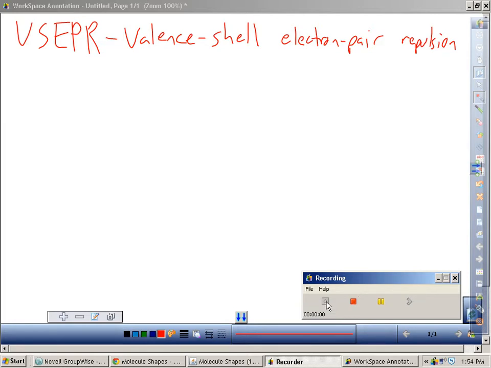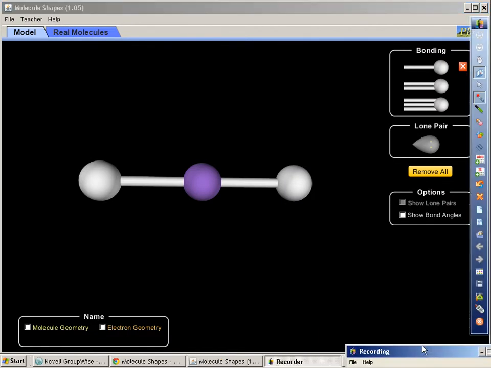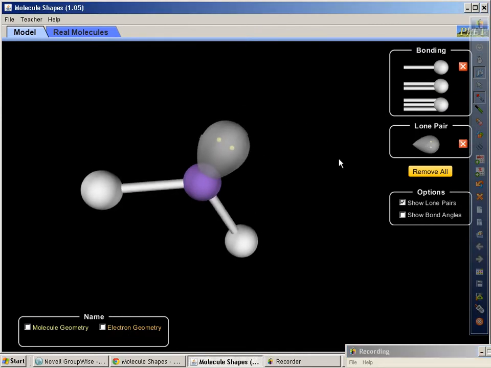Valence shell electron pair repulsion has to do with the geometry of a molecule. And it says if we have unshared pairs, then it is going to change the shape of a molecule. So if I look at this one right here, I have 3 atoms, and you see it makes a line. There's no unshared pairs here or here. What happens if I add an unshared pair?